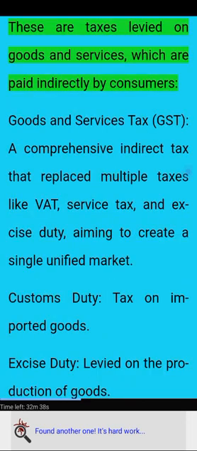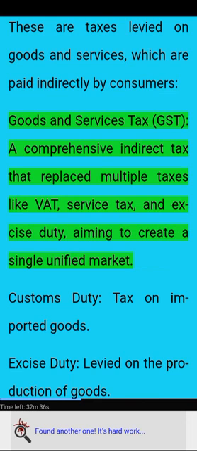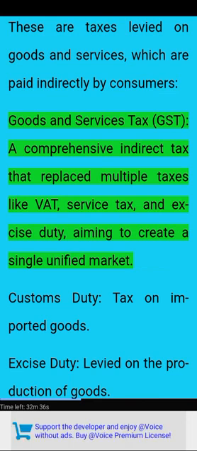Indirect taxes. These are taxes levied on goods and services, which are paid indirectly by consumers. Goods and Services Tax (GST), a comprehensive indirect tax that replaced multiple taxes like VAT, service tax, and excise duty, aiming to create a single unified market.